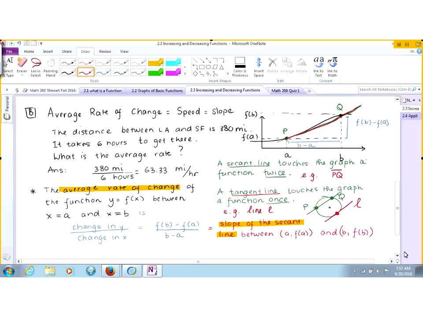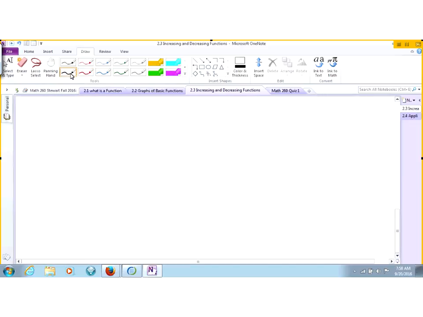Okay, so for example, are you guys ready with this? Yes? So next. For example, determine the average rate of change. So number 1, this is the function f of x is equal to x plus x to the 4 between x equals -1 and x equals 3. So how do you answer this?